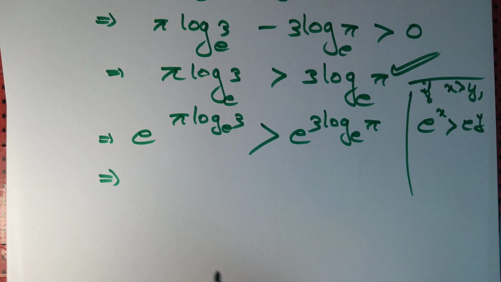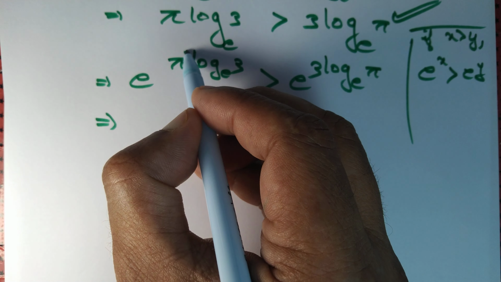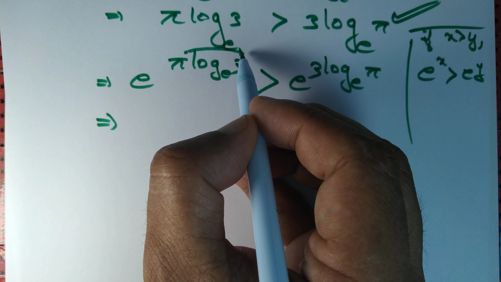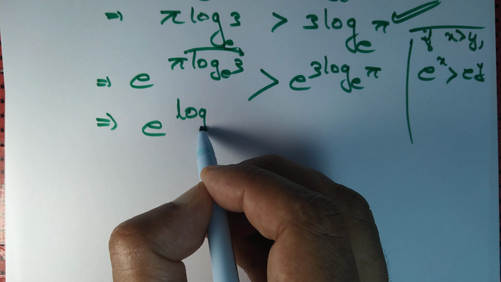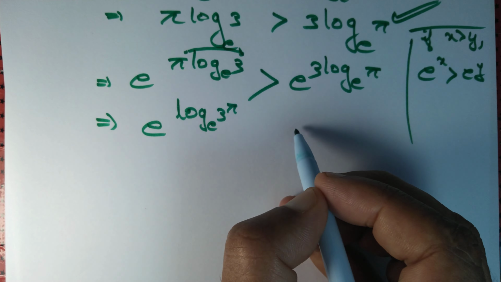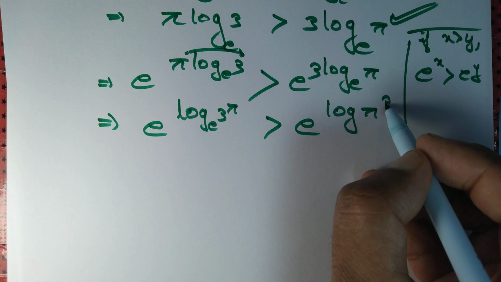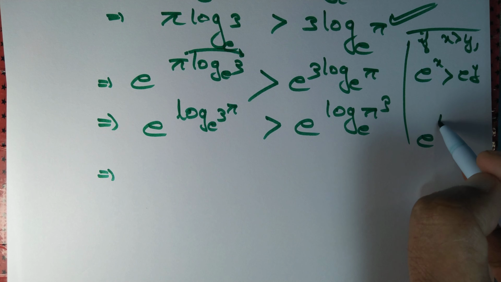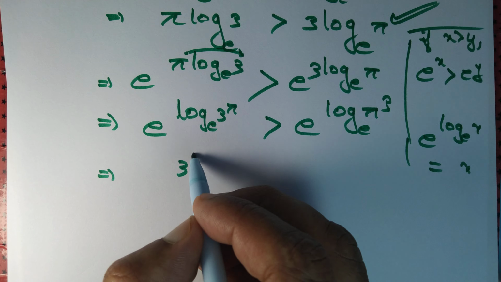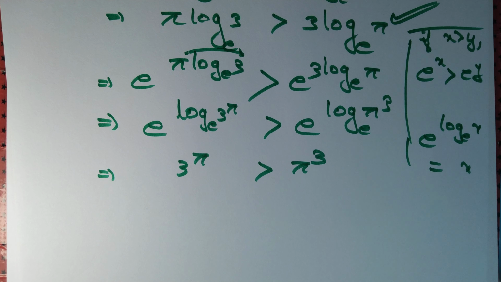But just for one or two extra steps, powers can be taken out of the logarithm. So this can be written as e to the power log of 3 to the power pi is greater than e to the power log of pi cube. But we know that e to the power log of x is simply equal to x. So that gives us 3 to the power pi is bigger than pi cube. And once again we are done.